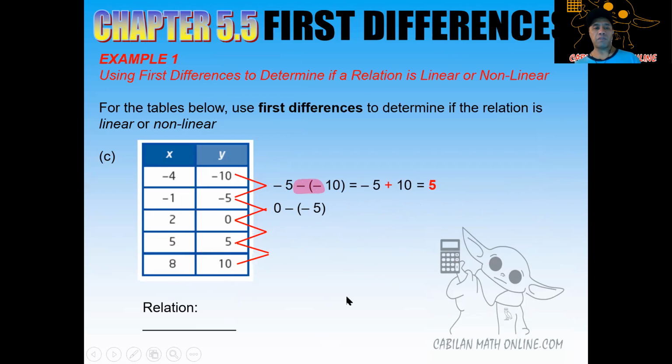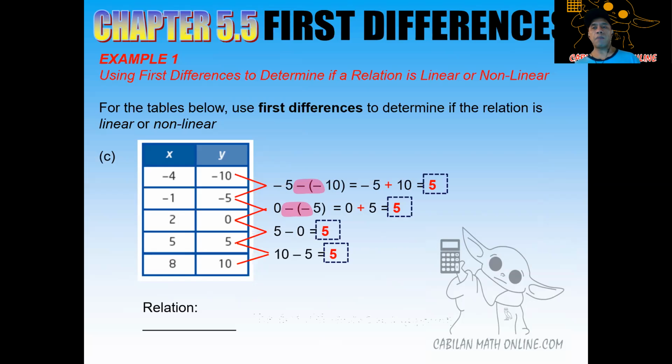We're going to take -5, subtract it from 0. And guess what? We get 5 there as well. All right, just to make sure, we get 5. And last but not least, we get 5. So notice that all numbers that we have here are 5. Since these are all the same, all constant, this particular table of values here will be linear.